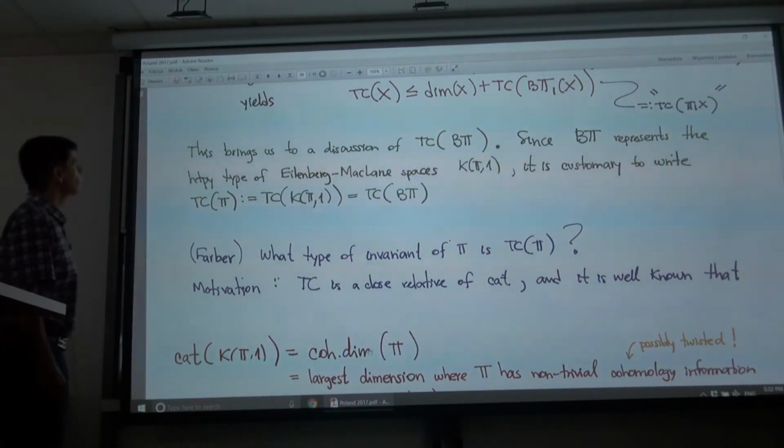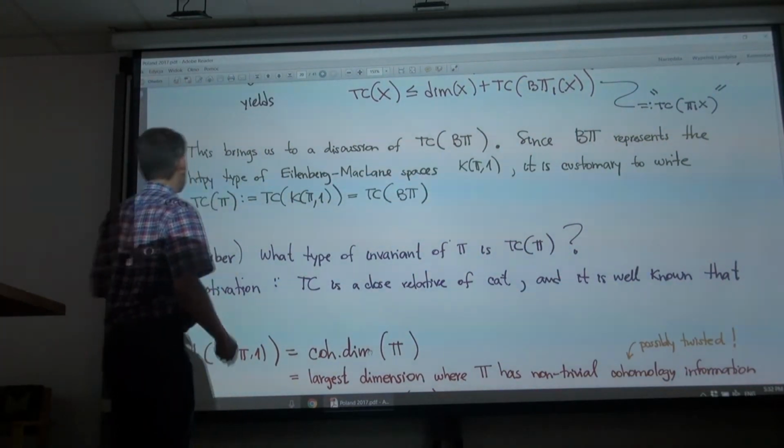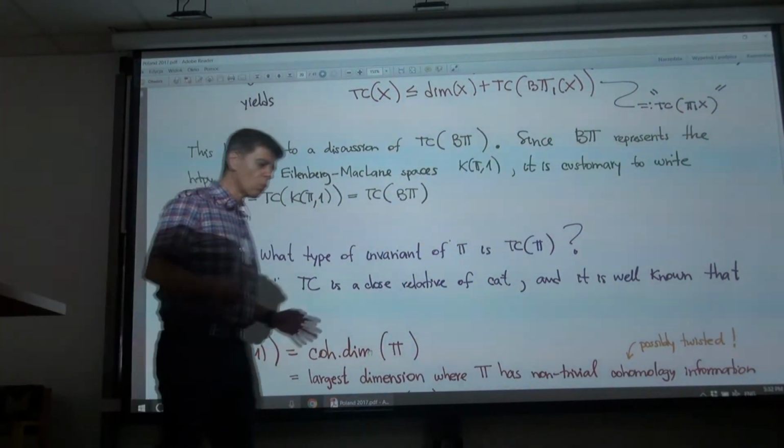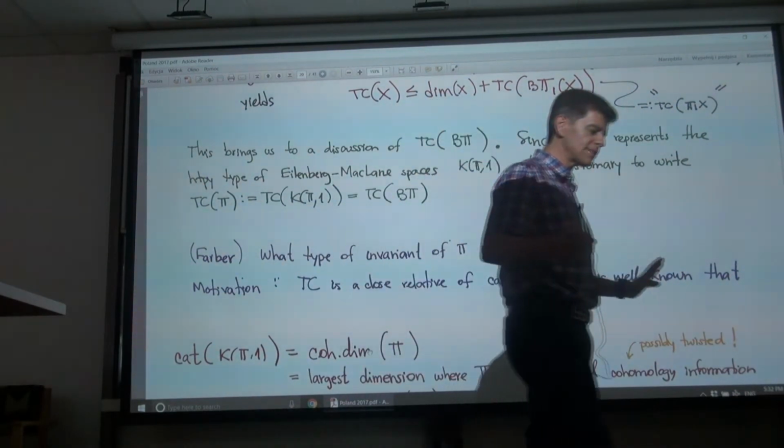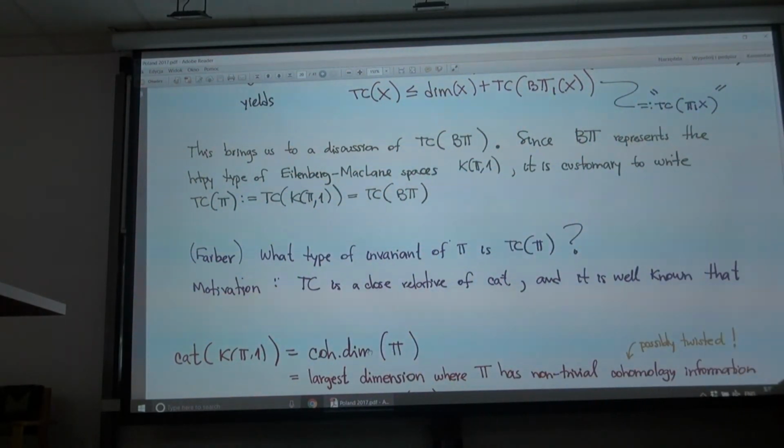And a very interesting question raised by Farber was to say, okay, what can you say about the topological complexity of a group as an invariant of the group in algebraic terms?